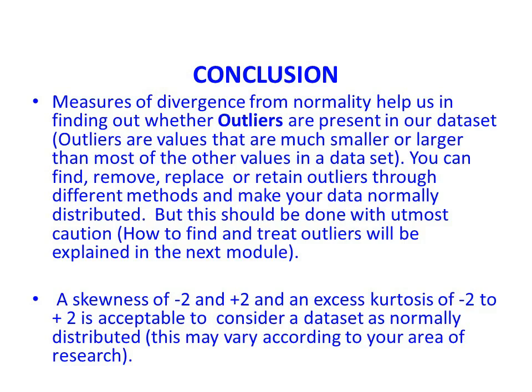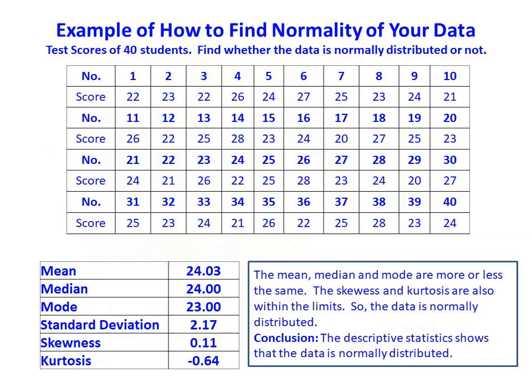A skewness of -2 to +2 and an excess kurtosis of -2 to +2 is acceptable to consider a dataset as normally distributed. This may vary according to your area of research. As you have learned, testing normality of your dataset is very important to decide on further statistical analysis. Here is an example data which illustrates how to test normality of your dataset.